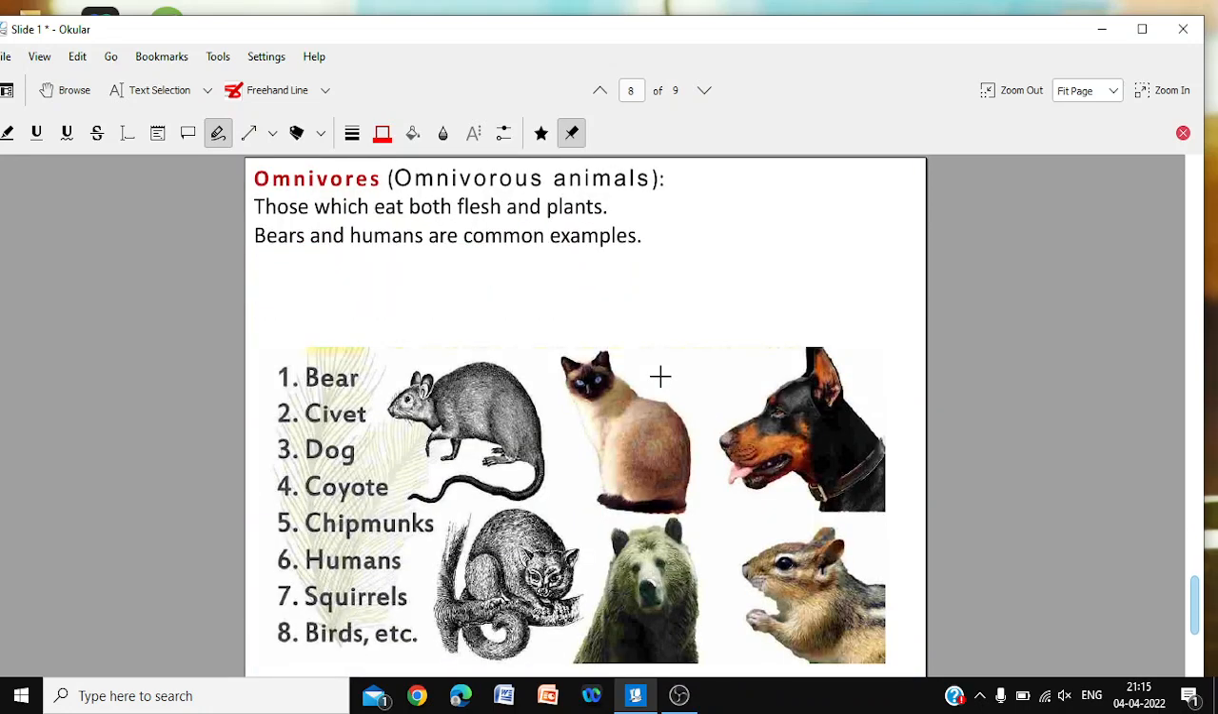Omnivores, those which eat both flesh and plants. Humans are the best example. We are eating plant products and also eggs, fishes, and meat. Bears are also omnivorous. So they eat both plants and animals. Rat is one very good example. So these are omnivores or omnivorous animals which eat both plants and animals.